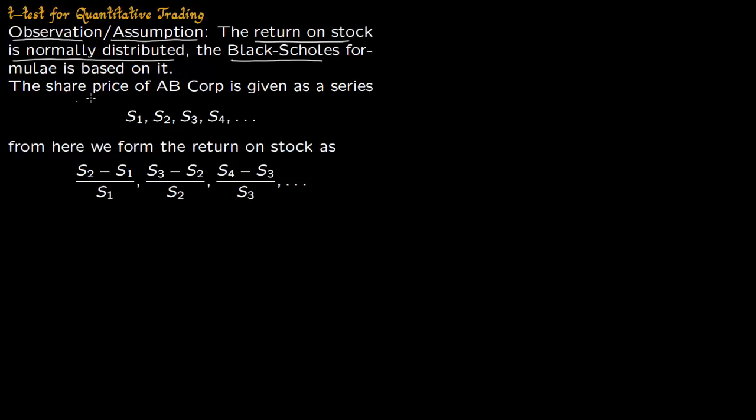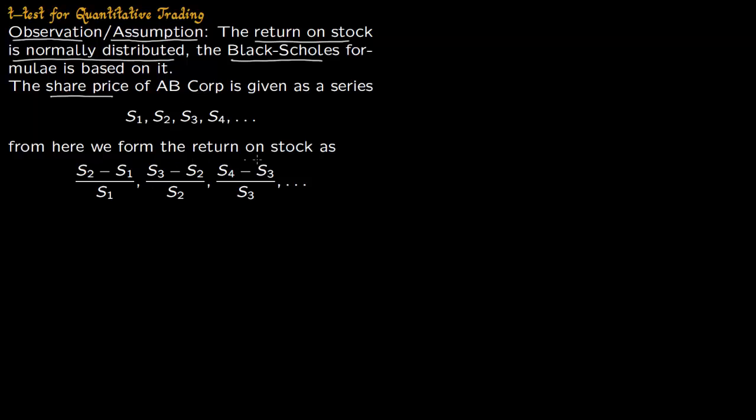So let us recall what the return on stock is. Say you are given a sequence of share prices for AB Corporation. The sequence is stock prices, say S1, S2, S3, S4 and so on. So this is a running stock price, say a 6-month history of AB Corporation.